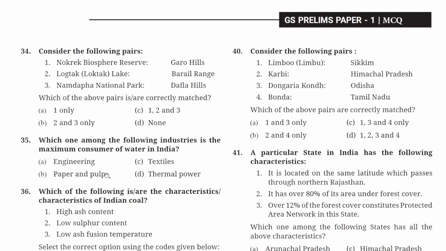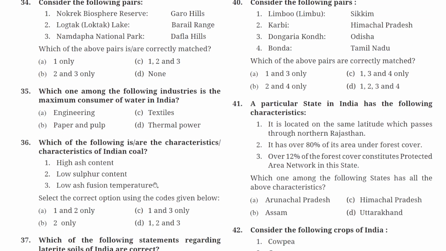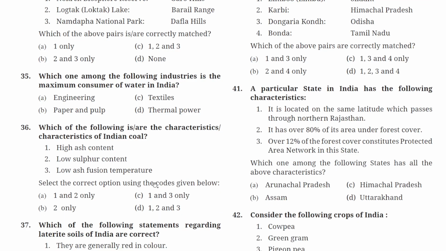Question number 35. Which one of the following industries is the maximum consumer of water in India? The maximum consumer of water is thermal power, especially for cooling. Okay. Question number 36.